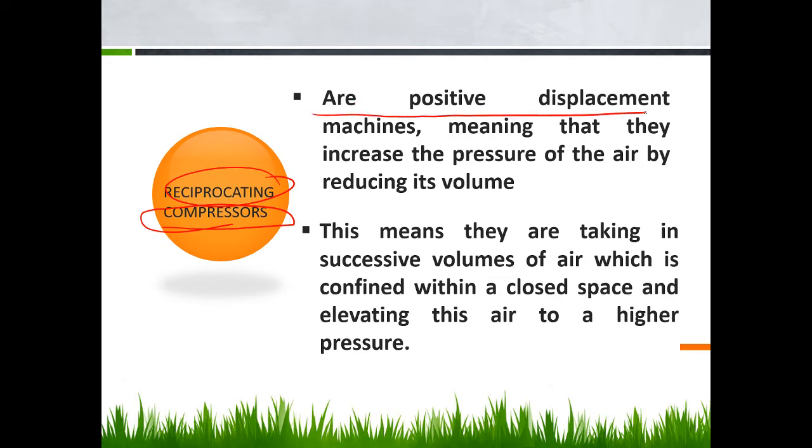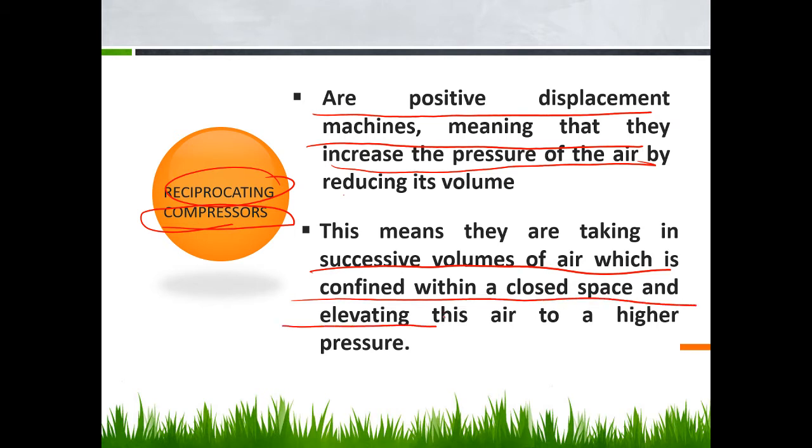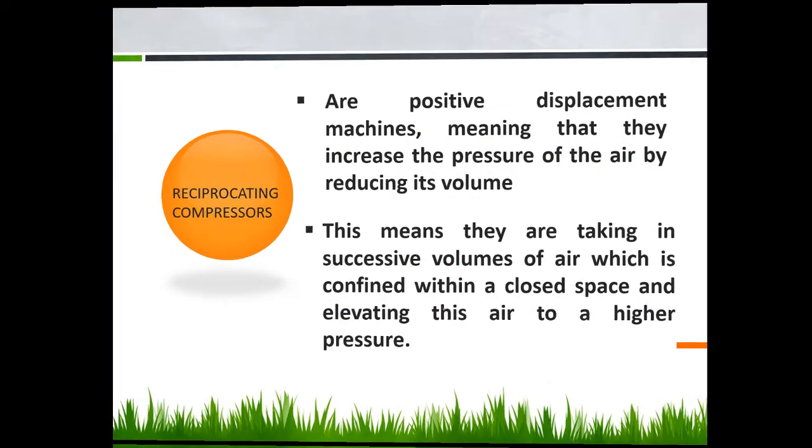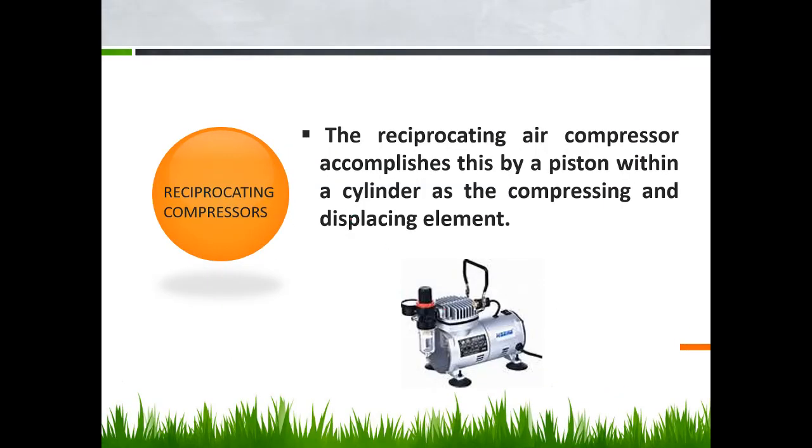And these are positive displacement machines, meaning that they increase the pressure of the air by reducing its volume. So, they take successive volumes of air which is confined within a closed space and they elevate it to a higher pressure. Paano ginagawa to ng reciprocating compressor? This is done by piston cylinder setup.